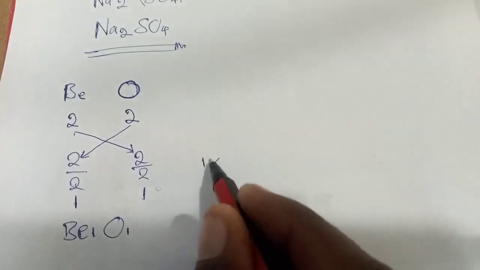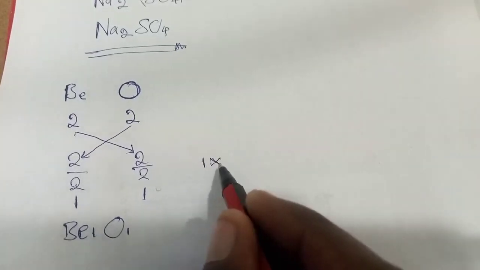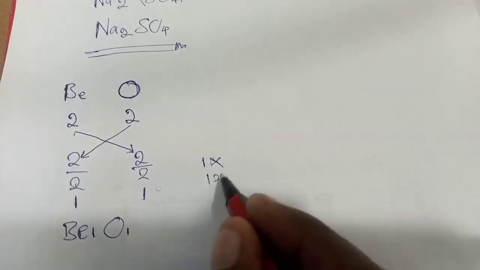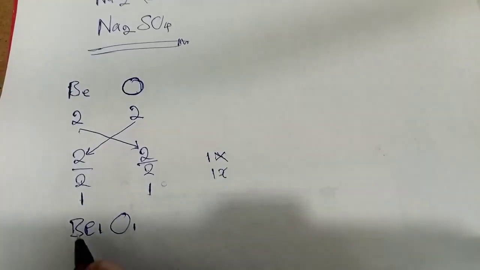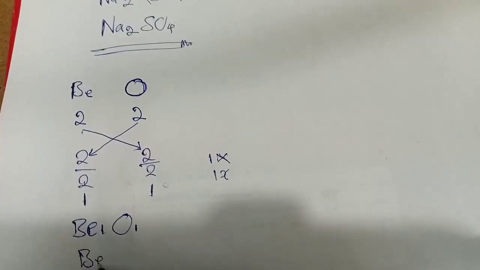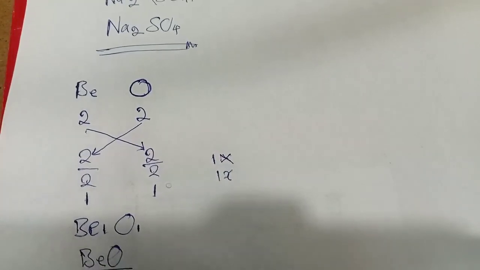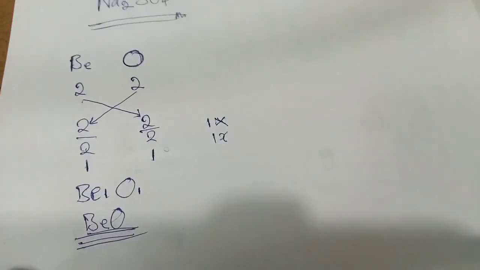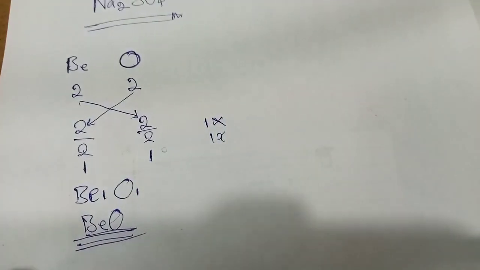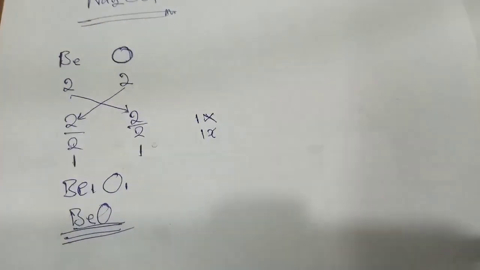But you don't write it like this. In mathematics, this is just saying 1x, and 1x doesn't make sense, so we just say x. The same applies to this one, it is just O. So this is the formula for beryllium oxide, and this is what you are supposed to write.